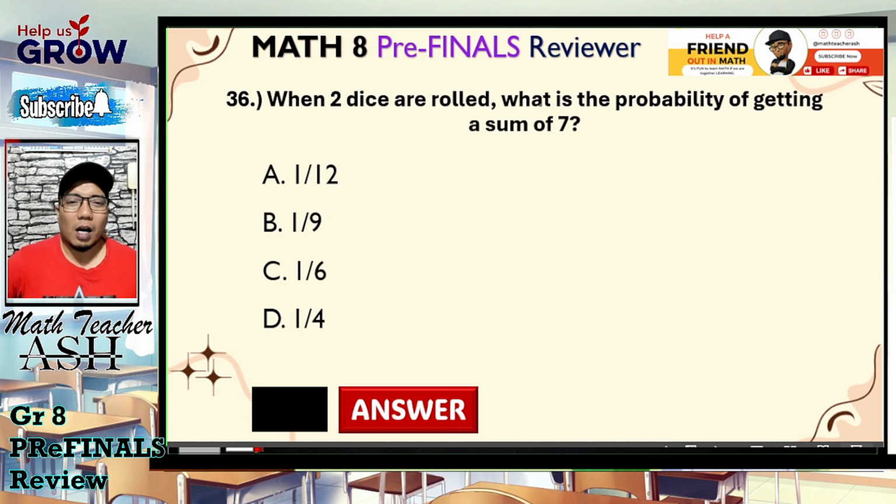When 2 dice are rolled, what is the probability of getting a sum of 7? Is it A, 1 out of 12, B, 1 out of 9, C, 1 out of 6, or D, 1 out of 4? I'll give you 5 seconds to think about your answer.